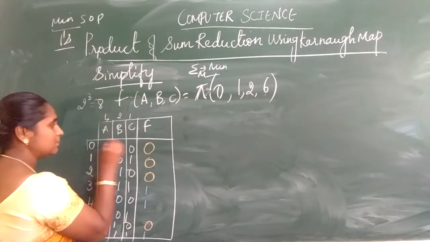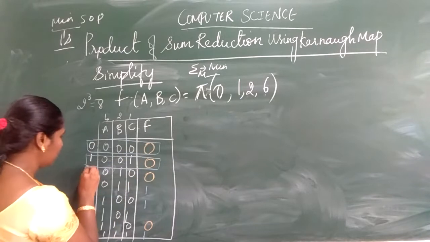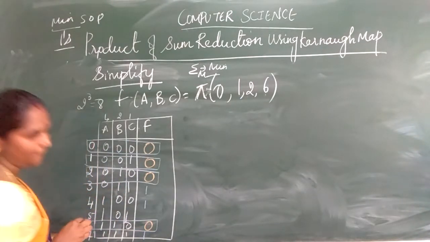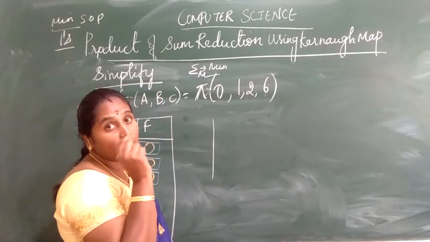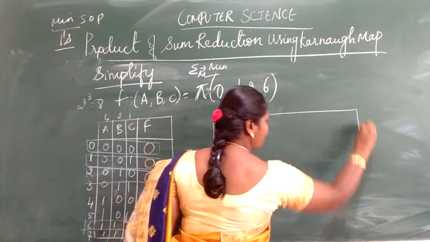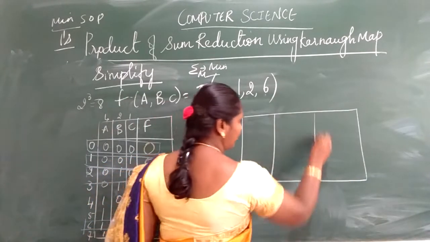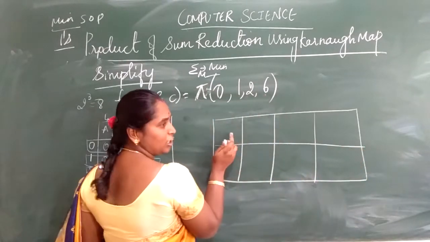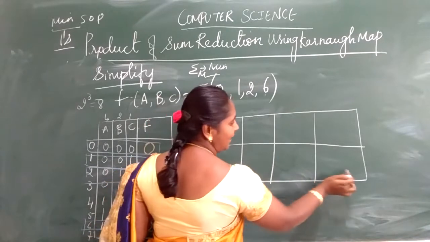So this particular function, 0 1 2, okay, then your 6. For this I have to draw a k map. First we will draw a k map for 3 input. 3 input is nothing but 8 squares. So I am drawing a k map with 8 squares: 1 2 3, 1 2 3 4. Just divide by half. When you count, 1 2 3 4 5 6 7 8.